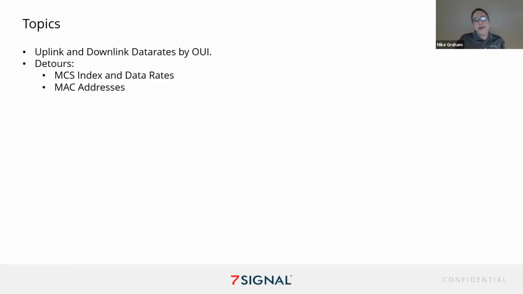Today, like I said, we're going to talk a little bit about, can we see any differences in data rates, both uplink and downlink, sorted by OUI. And our Sapphire Eye product monitors data rates over the air. And of course, we really only know what a device is by its OUI in most cases. And then we're going to do a couple little detours and talk a little bit about MCS index and MAC addresses.